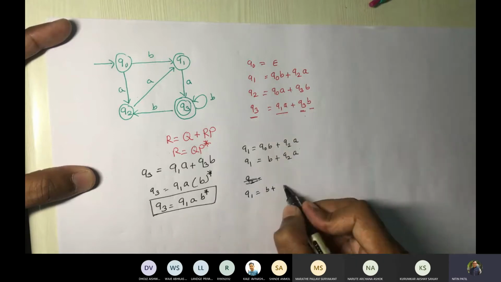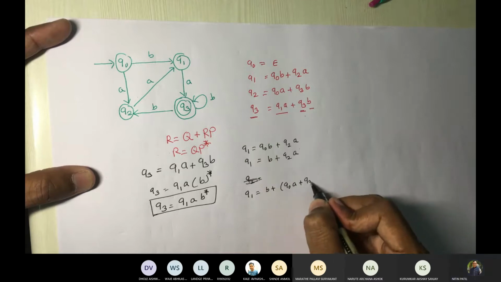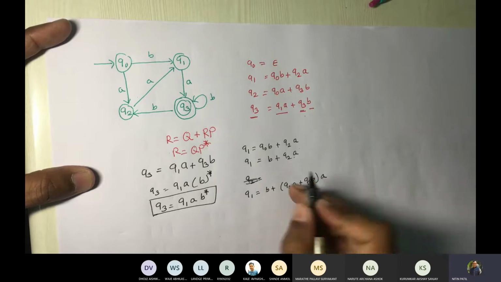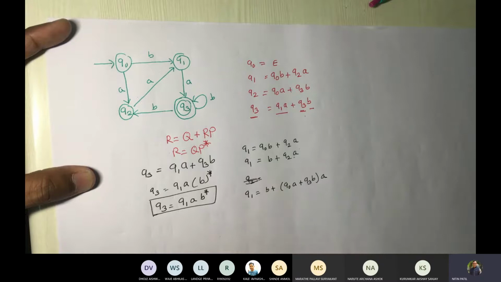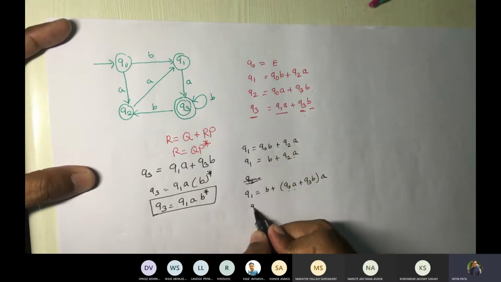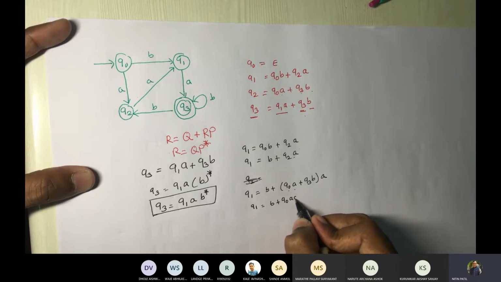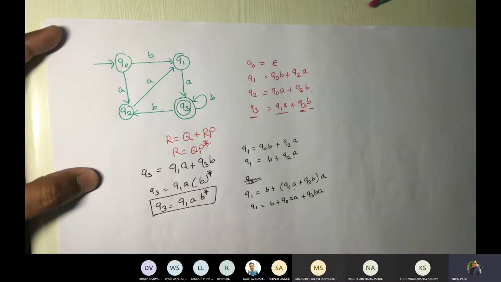Now what is Q2? We'll put this whole value, Q0A plus Q3B in brackets, and then the remaining A, Q2A, because it is Q2A. The Q2 value that we got is Q0A plus Q3B. So we put that value. If we simplify this, we will get B plus Q0AA plus Q3BA.